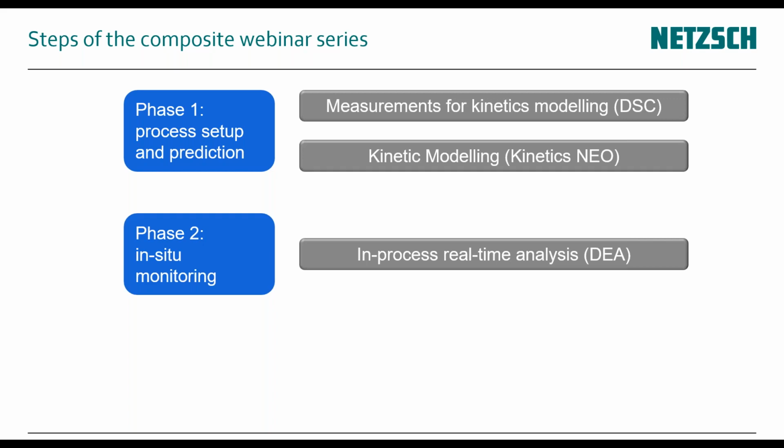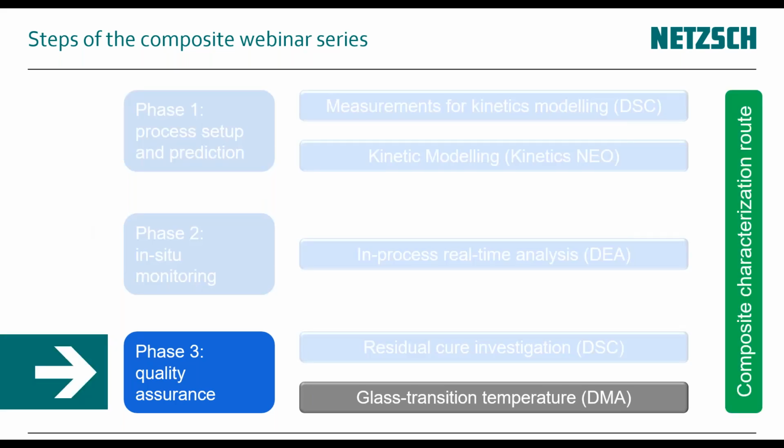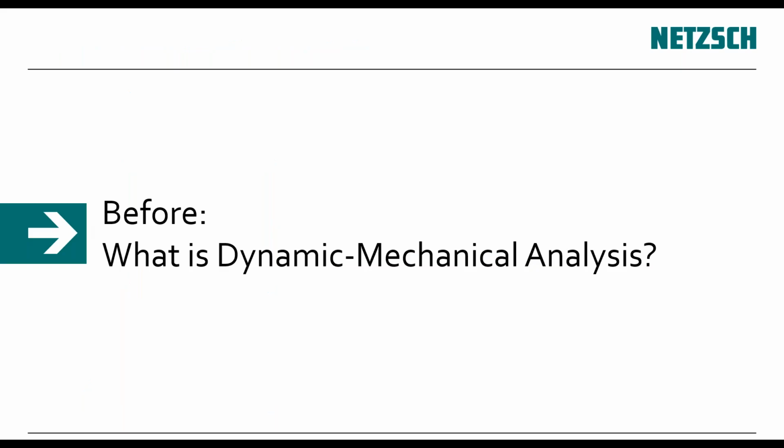Phase 2 is the in situ monitoring, so to see what is actually happening in the process. And we use dielectric analysis for this with a DEA sensor, with a DEA in-mode sensor. And as a third step, the post-process quality assurance, for which the DSC is sometimes used, as well as the DMA, dynamic mechanical analysis, to evaluate the glass transition temperature. So this is what we are going to look at today, and this will be the focus. Before that, I will give you short background information.